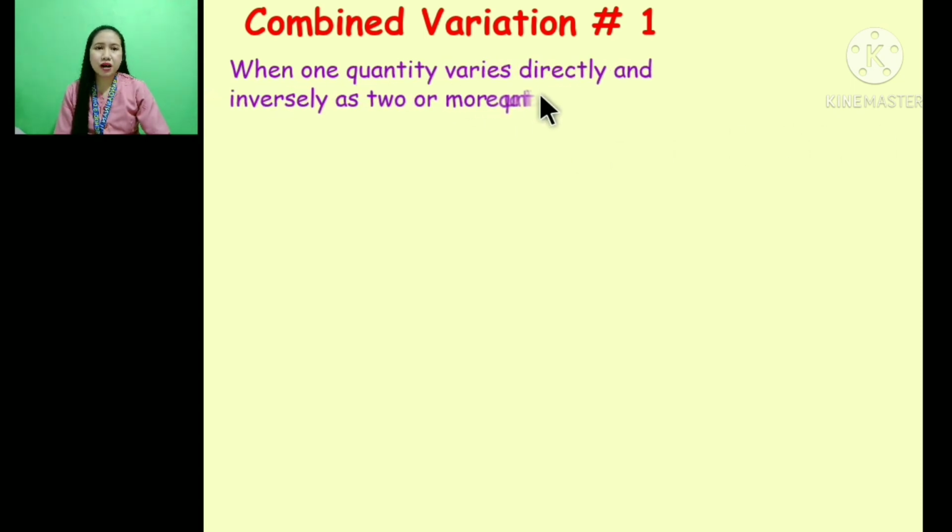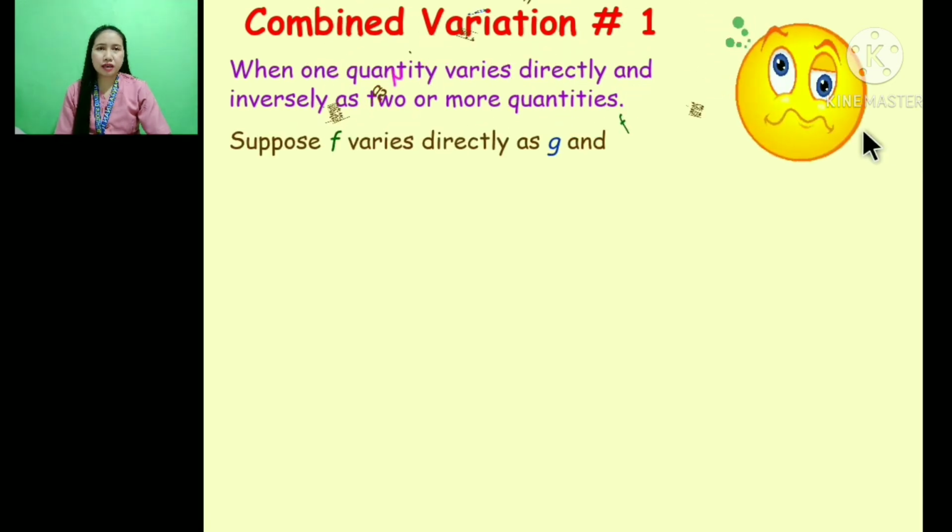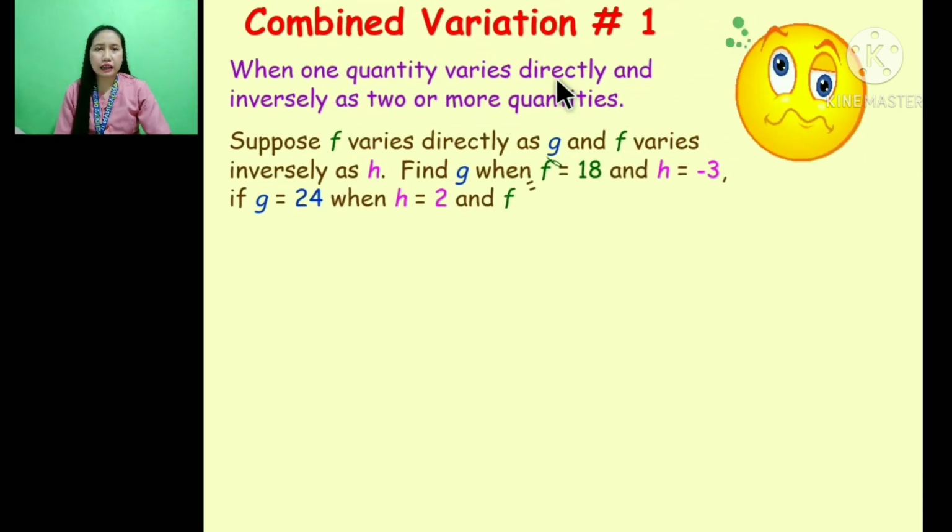When one quantity varies directly and inversely as two or more quantities. So as you can see, it combined the direct and inverse variation here. Suppose F varies directly as G and F varies inversely as H, find G when F is equal to 18 and H is equal to negative 3. Another statement, if G is equal to 24 when H is equal to 2 and F is equal to 6.